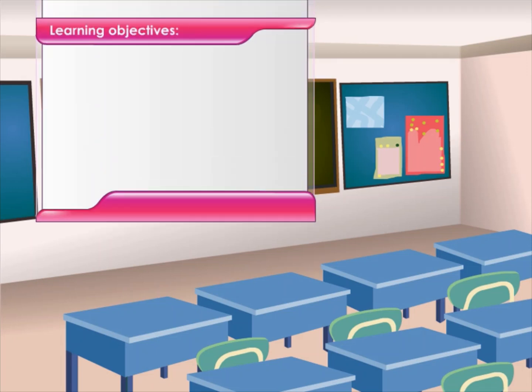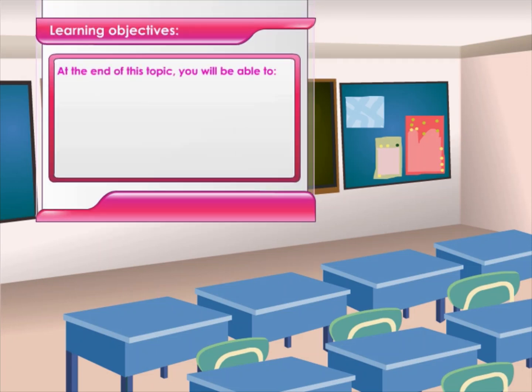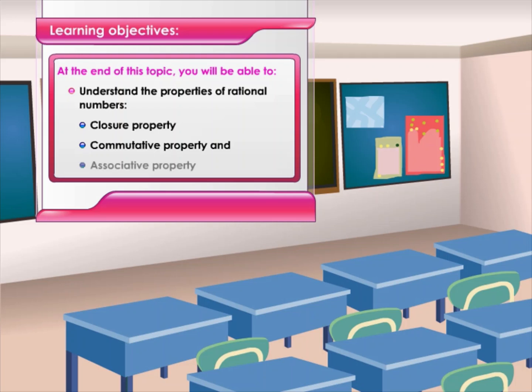Learning objectives. At the end of this topic, you will be able to understand the properties of rational numbers. Under this topic, you can learn the closure property, commutative property, and associative property of rational numbers.